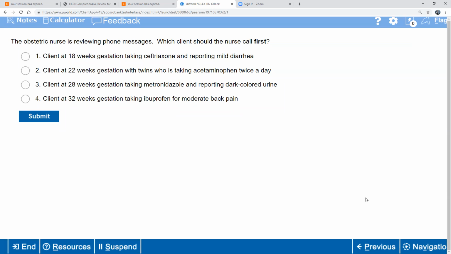So are you picking it just because you think none of the other choices are correct? I'm not saying they are correct, but the question said which client should the nurse call first? Priority. Okay, I know the reason why you picked it is because of the back pain, and you're feeling like at 32 weeks the back pain could be contractions or something else?